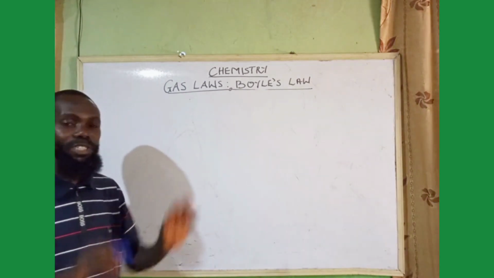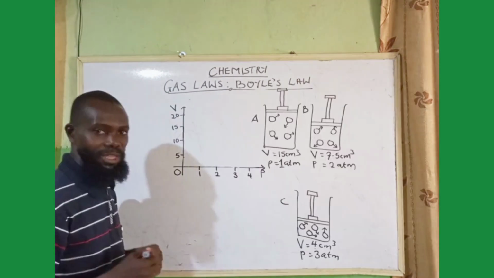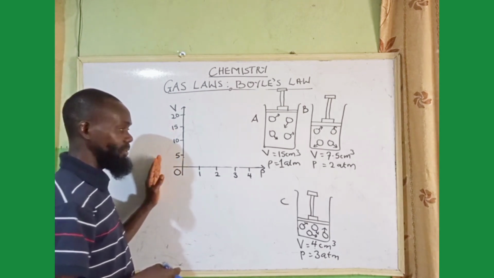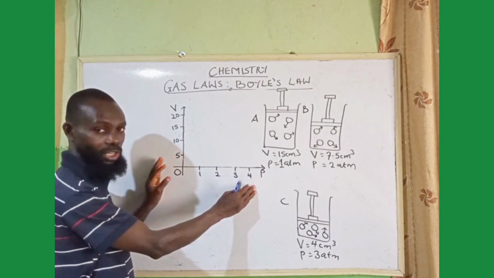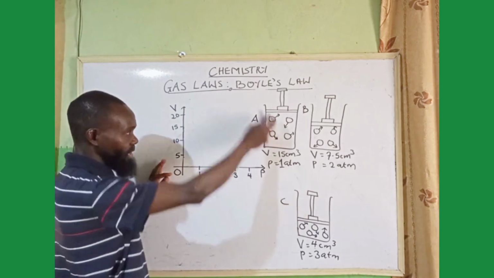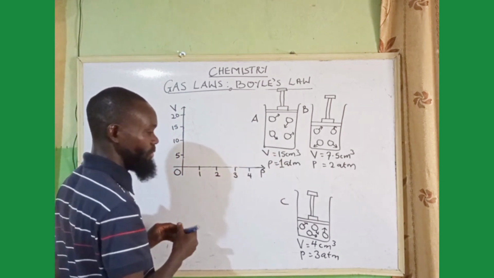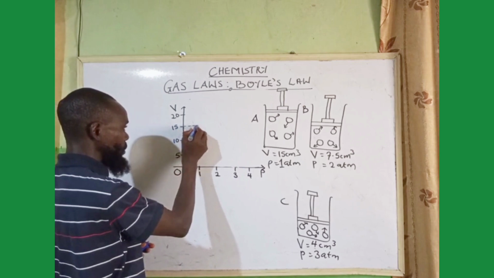Now let's talk about the graphical representation of Boyle's law. Let us consider this graph. V, that is volume, is on the vertical axis, the y-axis, and P is on the horizontal axis. Considering this container A, B, C, when our volume is 15 centimeter cube, the pressure is 1 atm.